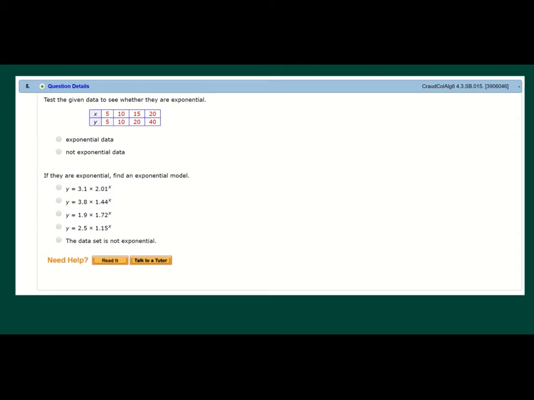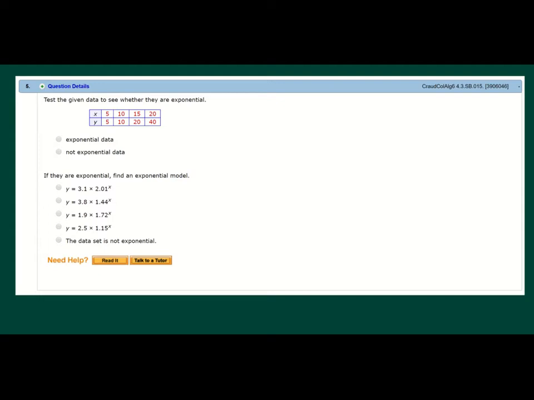Question number 5 is quite different from the last one. We're trying to test the data to see if they're exponential or not. What we need to do is try to see if there's a common ratio, that A value, between the different Y values. All right, so I'm going to show you how to do that now.